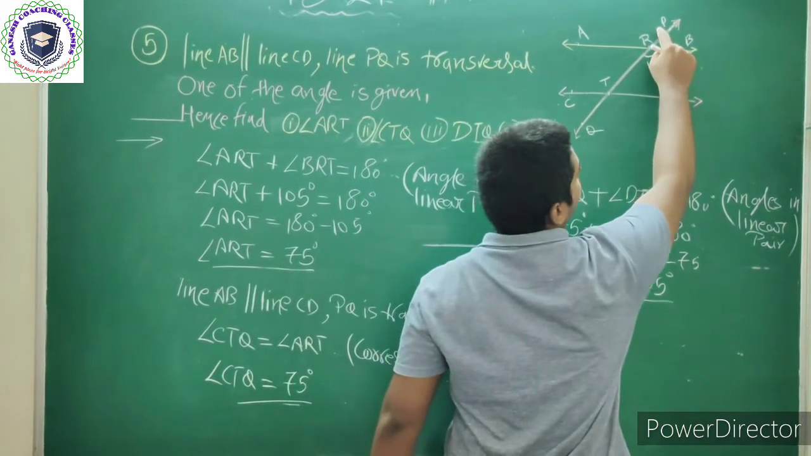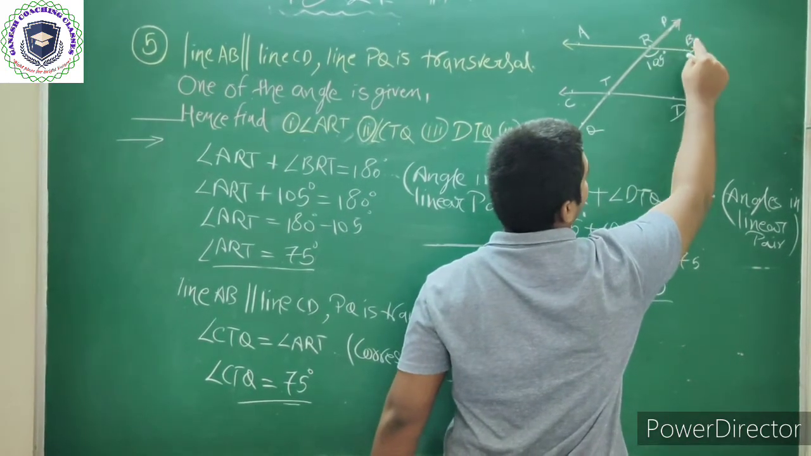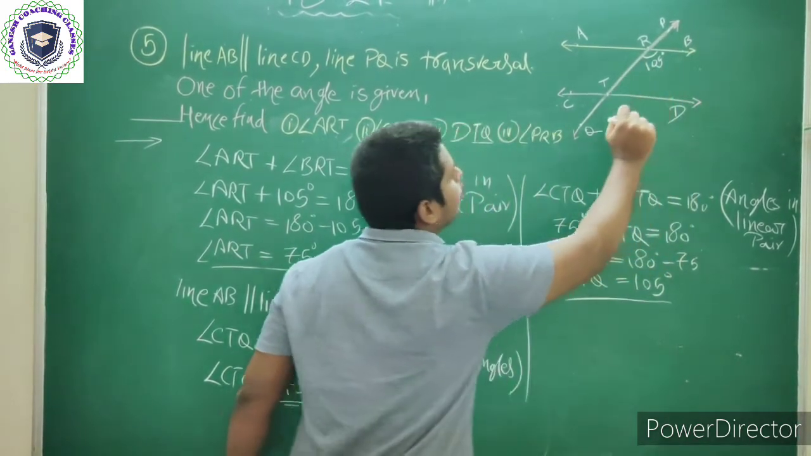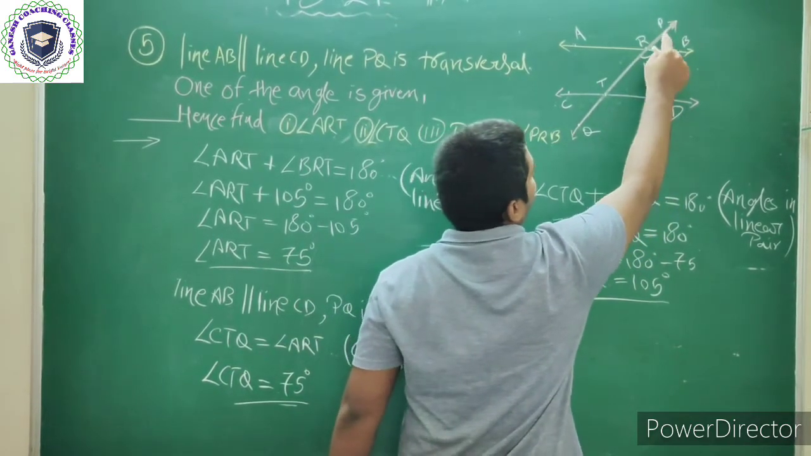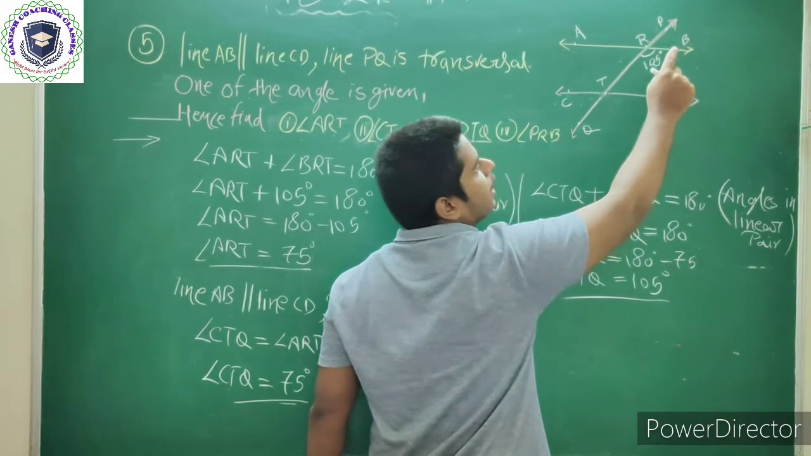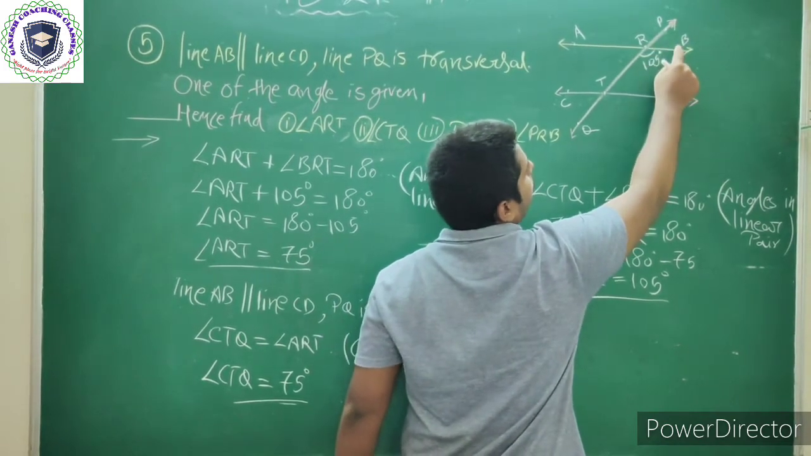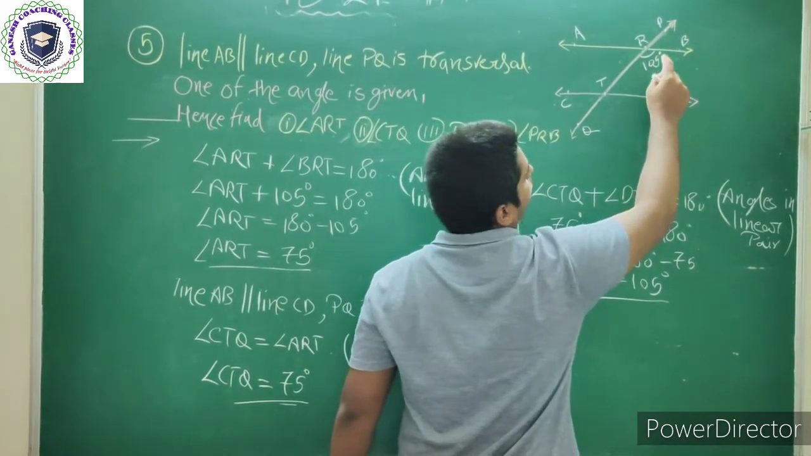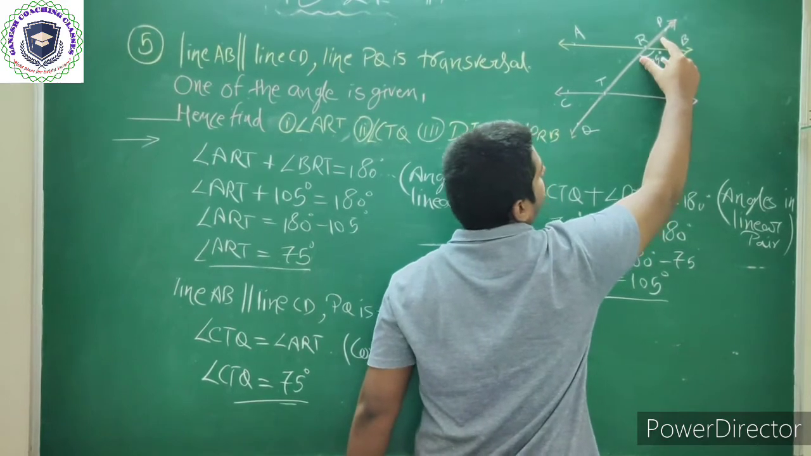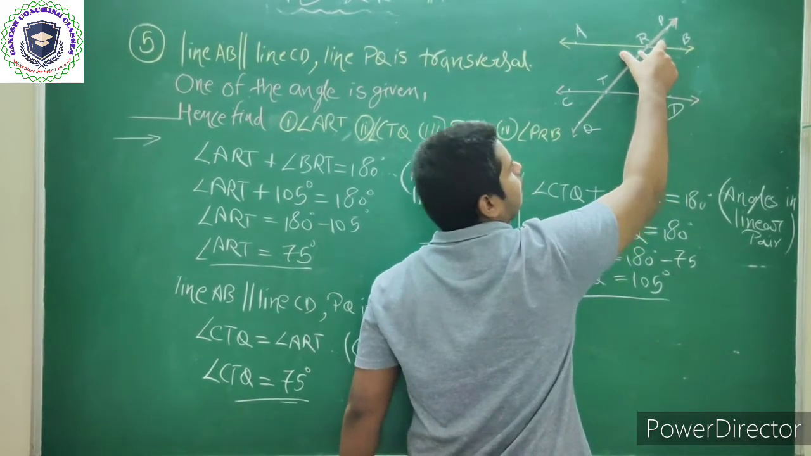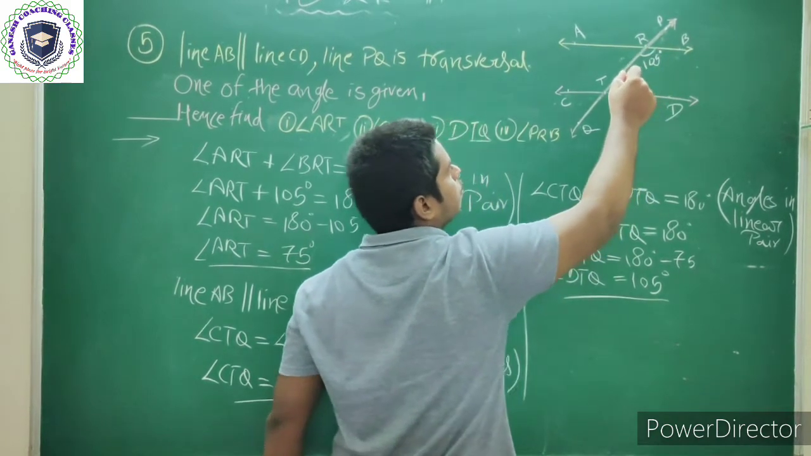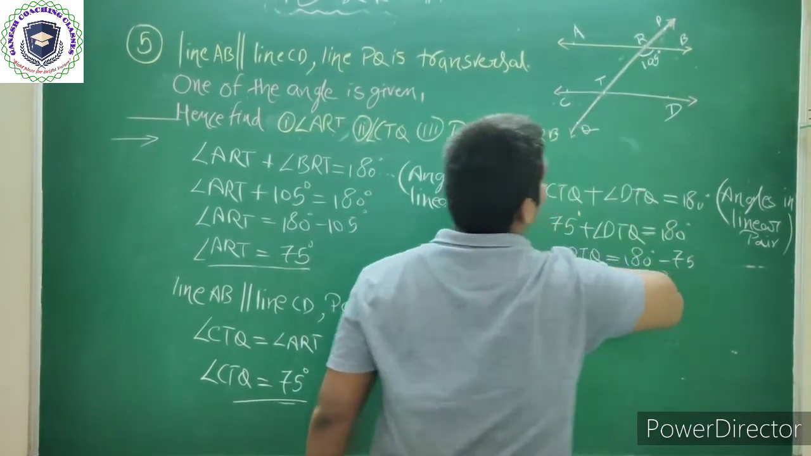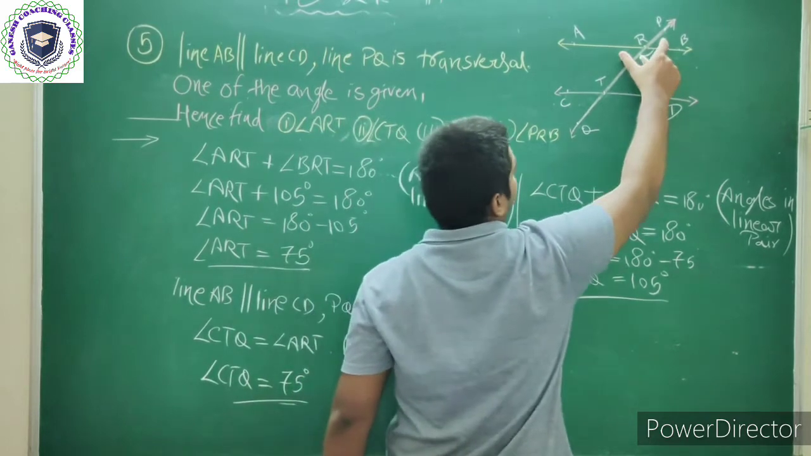First of all, trace where PRB is. What is the relation between these two angles and PRB? We can find the measure of PRB by two methods. The first one is by angles in linear pair, and the second one is by vertically opposite angles. We are going to solve by the easy method here, which is vertically opposite angles.